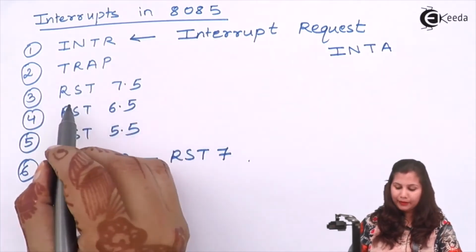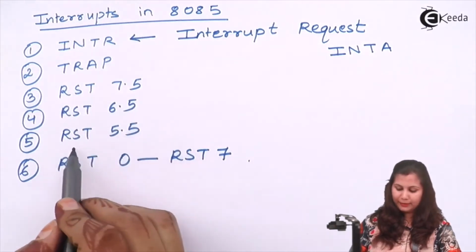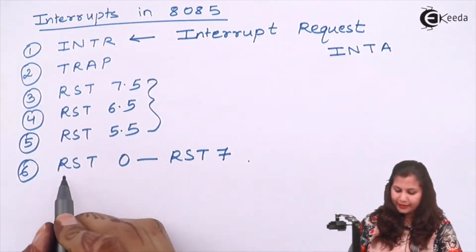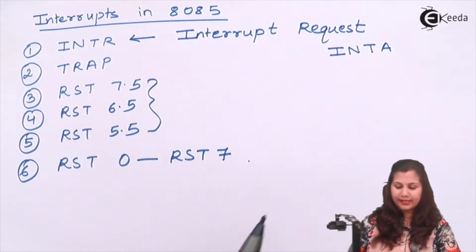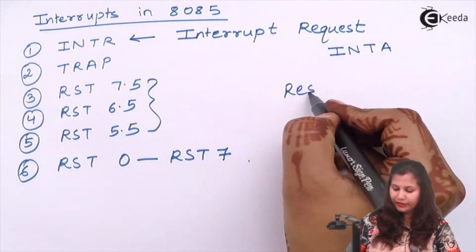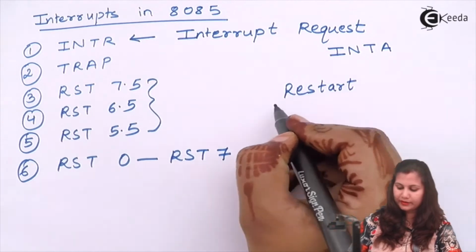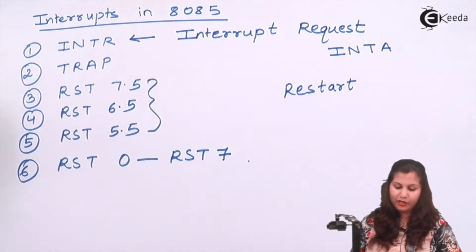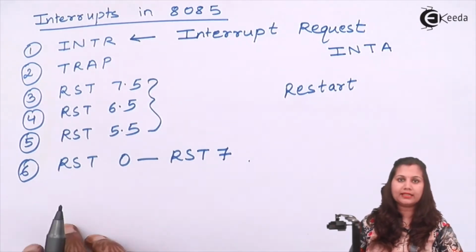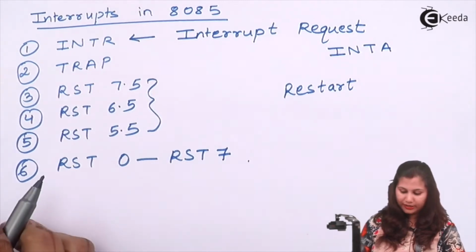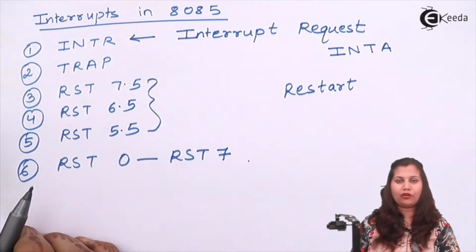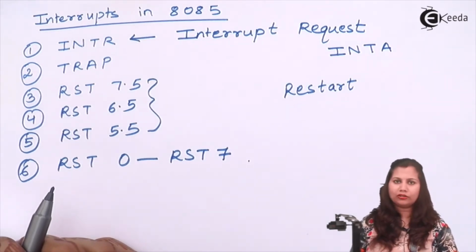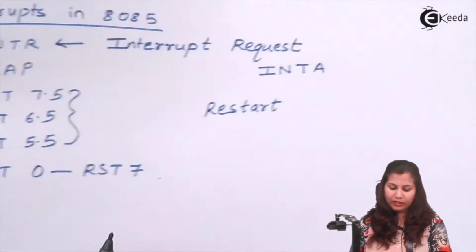Then we have TRAP, then RST 7.5, 6.5, 5.5. These are three different interrupts, and then we have RST 0 to RST 7. This RST stands for restart. So these are the various interrupts present in 8085. Now out of these interrupts, some are software or hardware interrupts, some are vectored or non-vectored, and some are maskable or non-maskable. So let's see what these are.